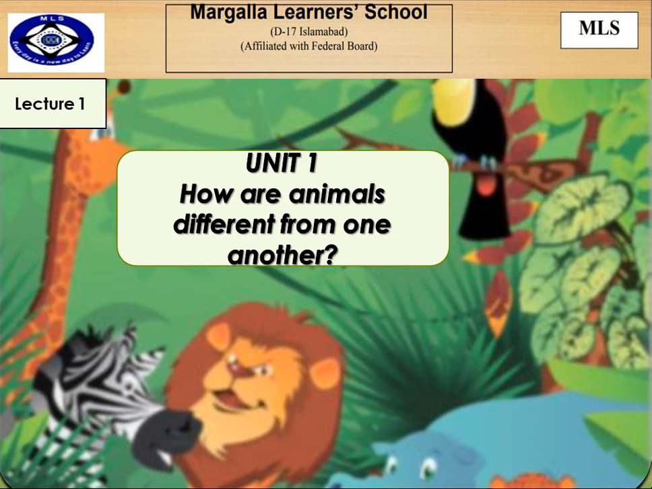Today we are going to study about some amazing animals. How are animals different from one another? You see different animals around you, don't you? Before we start to know more about them, let us first see some words that we are going to use later on in this unit.